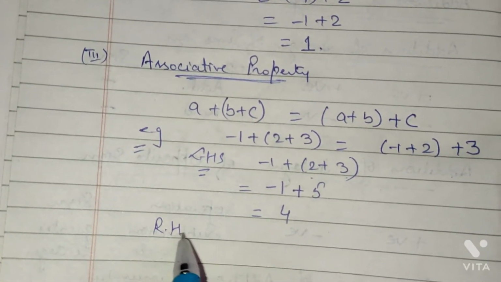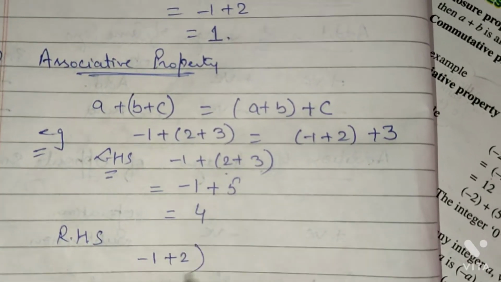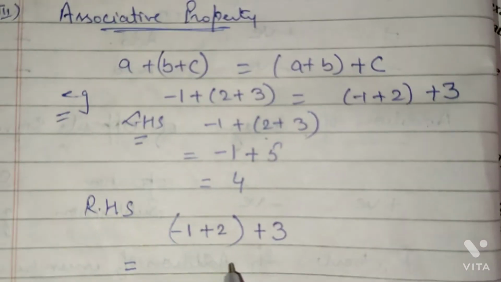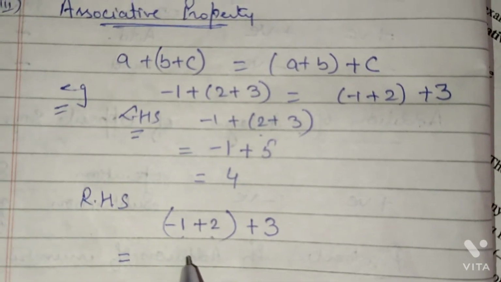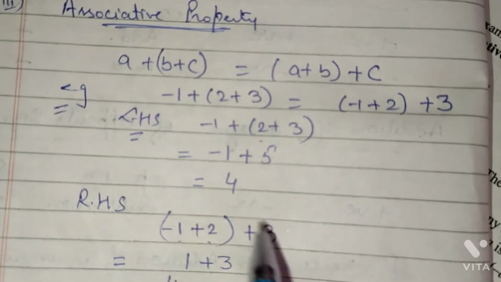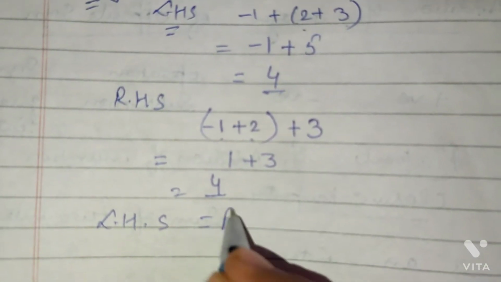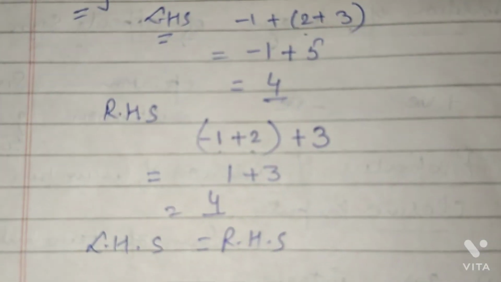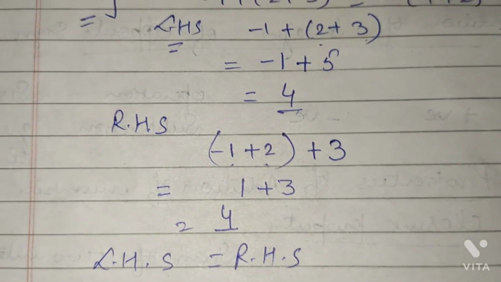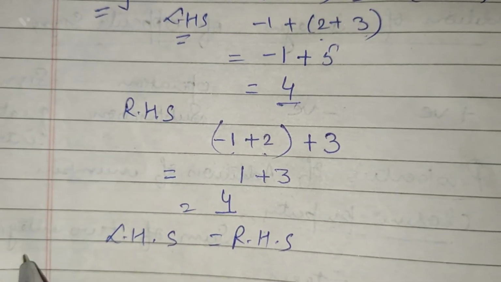Here I am adding minus 1 and 2 first. Later on I will add 3 to it. By adding minus 1 and 2, I am getting 1 with positive sign. Then I will add 3 to it. The result is 4, which is equal to the left hand side. Means if we change the grouping of 3 numbers for addition, the result wouldn't be affected. This property is known as associative property.